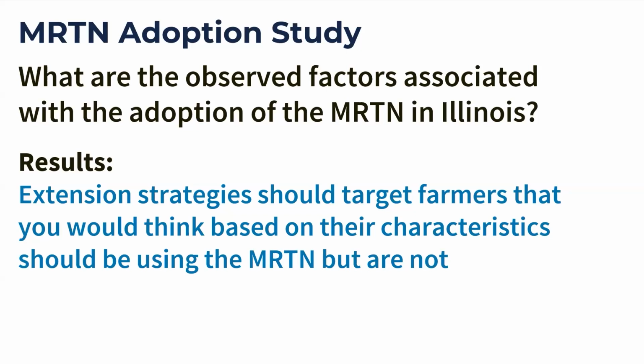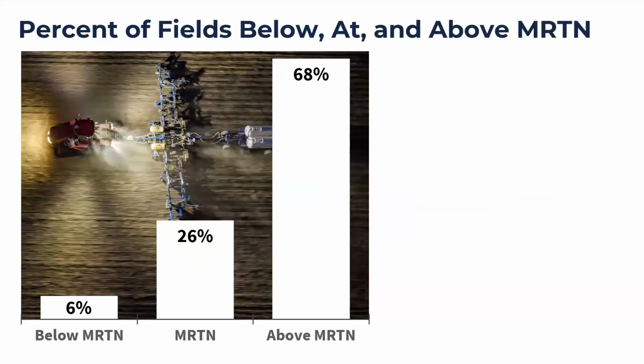The next step we want to do is, well, what are the characteristics of those people who are applying at the MRTN? One of our main takeaways is that sometimes the people we think are or aren't using the MRTN, maybe they have characteristics that we didn't realize. So maybe we should target some of those farmers who we think should be using the MRTN based on their characteristics, but are not.